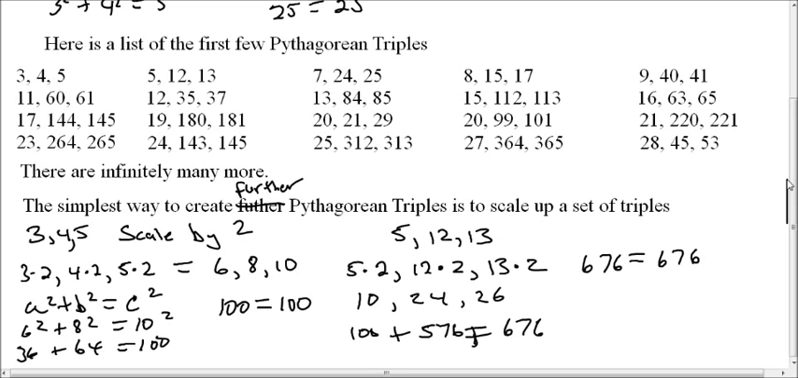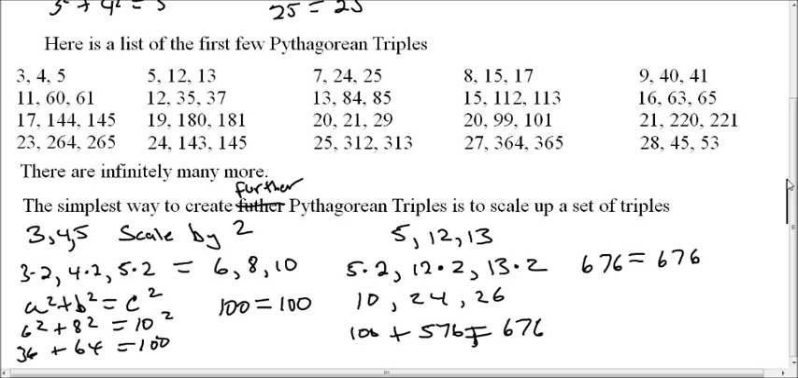We can also check with the second Pythagorean triple, which is 5, 12, and 13. Scale 5 by 2, there's 10. Scale 12 by 2, and of course it's 24. And if we scale 13 by 2, we get 26. Squaring 10, we get 100. Squaring 24, we get 576.